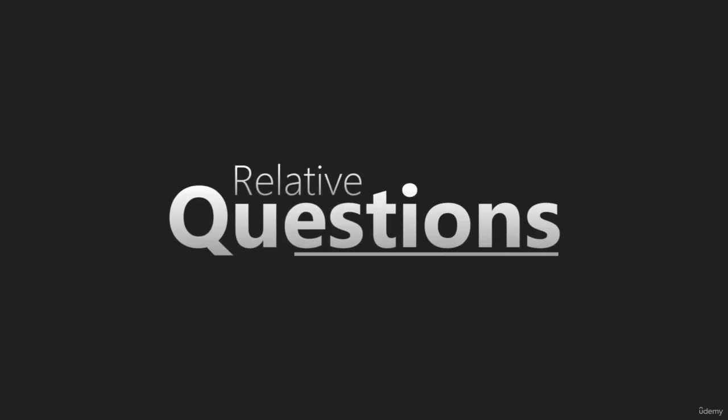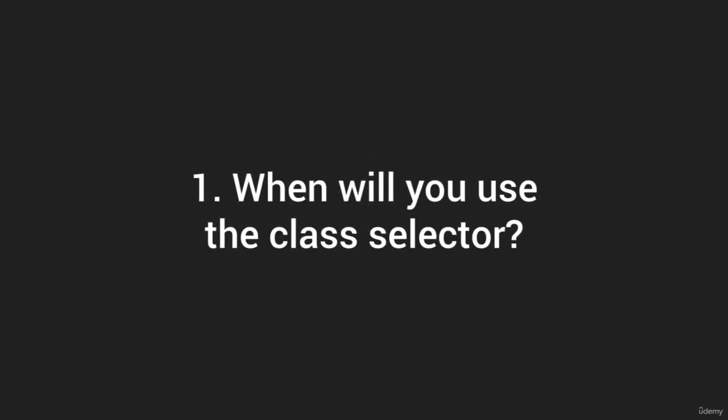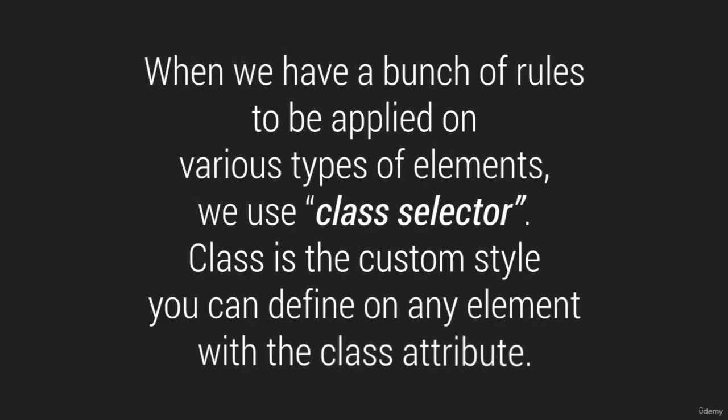Now let's talk about a relative question. The question is, when will you use the class selector? So as we discussed, when we have a bunch of rules to be applied on various types of elements, then we use the class. Class is basically the custom style you define on any element with the help of the class attribute.